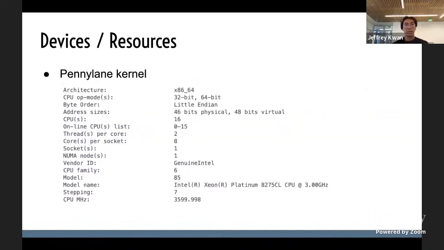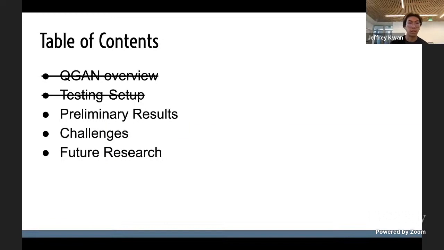As for devices, I used PennyLane's Jupyter Notebook environment, and this is just some information I printed from it in case anyone's interested. So that's it for the testing setup, and let's get into the results.